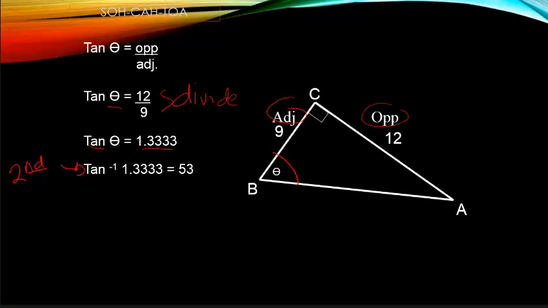53 what? Well, it's an angle. Remember, theta is an angle, so 53 degrees. So that means that this angle right here is 53 degrees. If these two sides have the ratio of 9 to 12, 3 to 4, 12 to 9, 4 to 3, it's going to be a 53-degree angle.